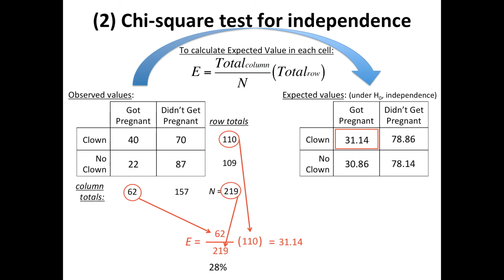And we would do the same thing for the other three. So for the no clown, we would take 62 again, but this time 109 would be what we plug into here, and we get 30.86. And we would do it for the other two as well. So we do that for all four expected values.